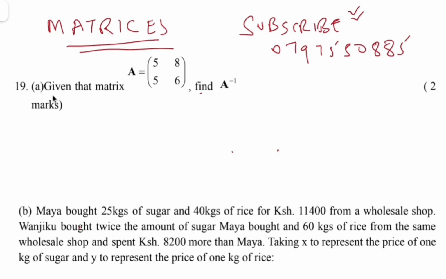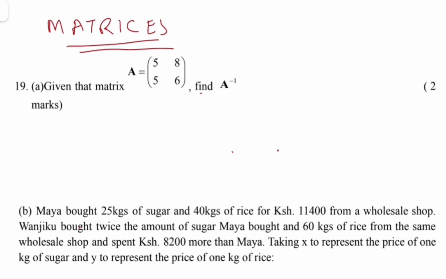Question 19, section A. Question A says, given that matrix A equals 5, 5, 8, 6, find the inverse of A, not A prime. For you to find the inverse of A, it's very easy, and you should follow these 3 steps. For example, your matrix is A, B, C, D.